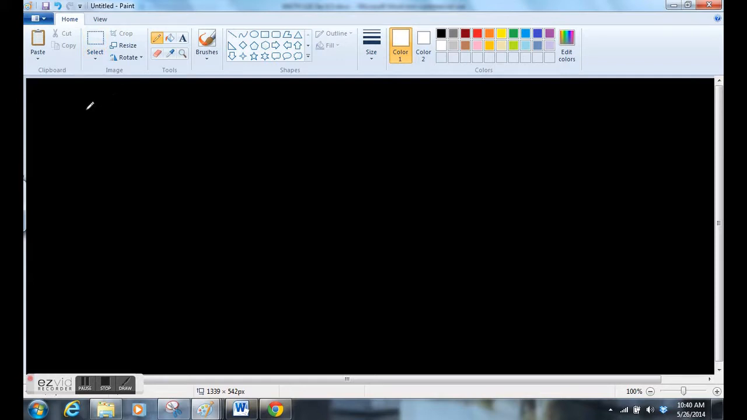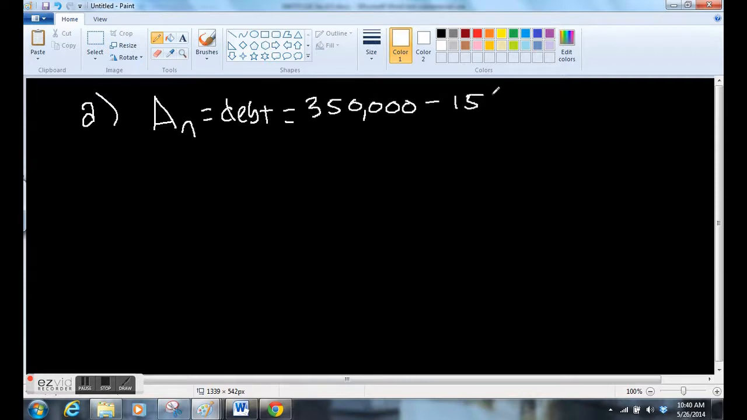So we're going to start here, part A. We need to know how much is the debt. How much debt is he taking out? Well, that's going to be $350,000 minus his down payment. So the debt that he's taking out is $200,000. Okay, that's not unreasonable for a house debt.